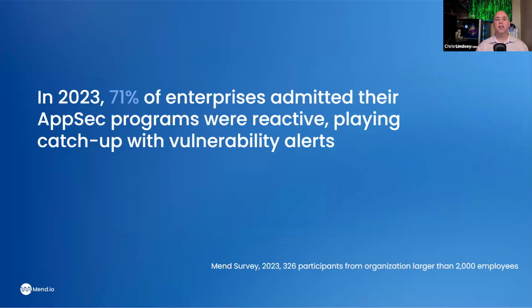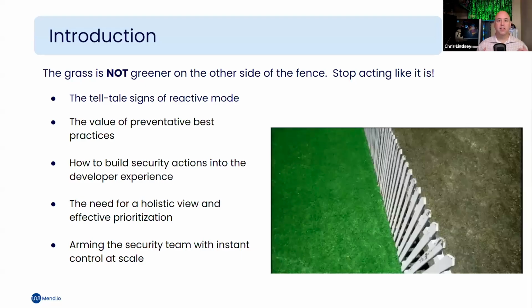In 2023, 71% of enterprises admitted their AppSec programs were reactive, playing catch-up with vulnerability alerts. That's a survey from 2023 with 326 participants from very large enterprises. So let's talk about this. The grass is not greener on the other side of the fence, so stop acting like that. It annoys me, because everybody's like, oh, we're great and we're good. No, there's actually a lot of things that you need to look at.